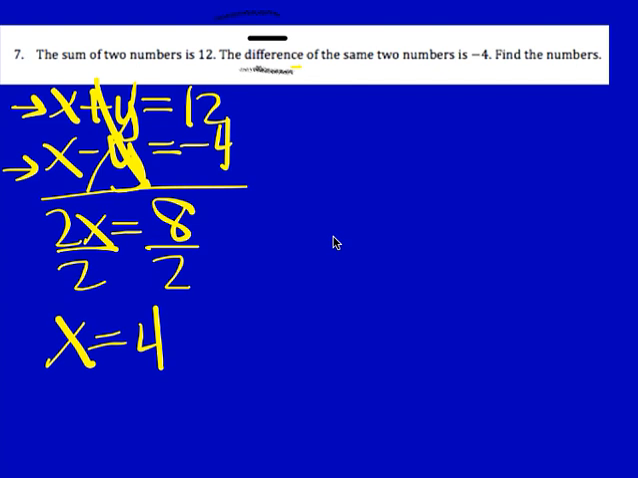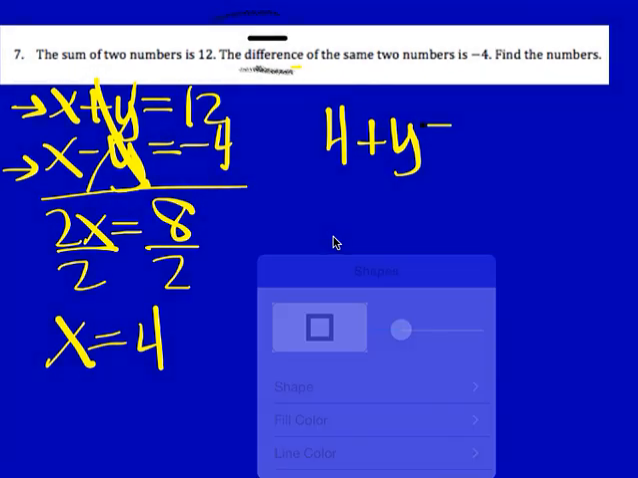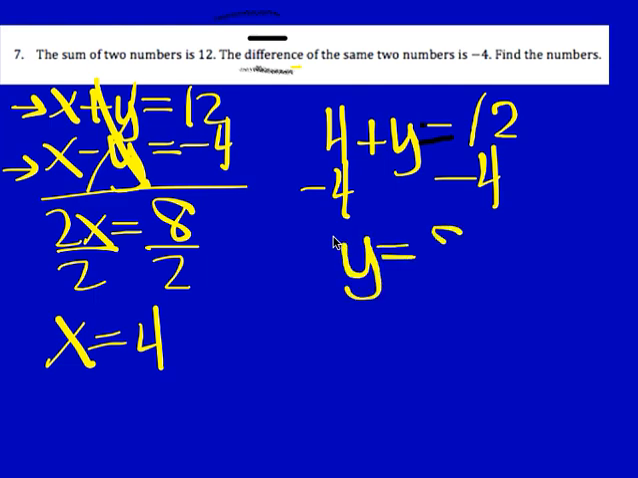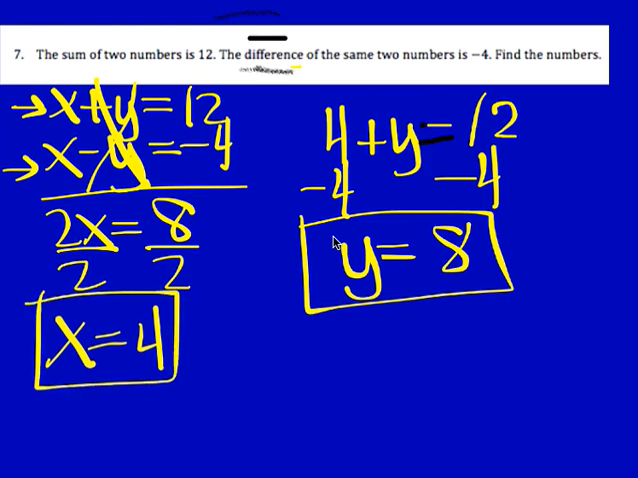I'm just going to plug it into the first one. So I'm going to have 4 plus y is equal to 12. Okay, so now I'm going to solve for y. I'm going to subtract 4 from both sides, and I get that y is equal to 8. So those are my two numbers. And most of the time for word problems, you don't write them out as separate points. Okay, you can just write out your answers.